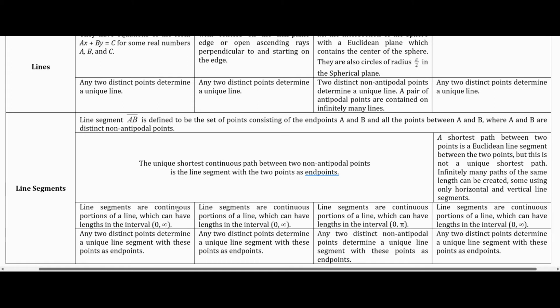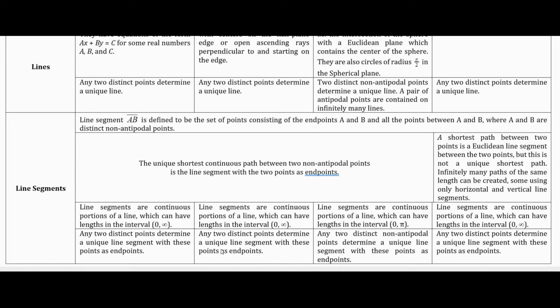In Euclidean geometry, line segments are continuous portions of a line, and they can have any positive finite length. Any two distinct points determine a unique line segment with these points as endpoints. That's also true for hyperbolic geometry. Line segments are continuous portions of a line, and they have lengths anywhere in the interval from 0 to infinity. Any positive length can be obtained, and any two distinct points determine a unique line segment with these points as endpoints.